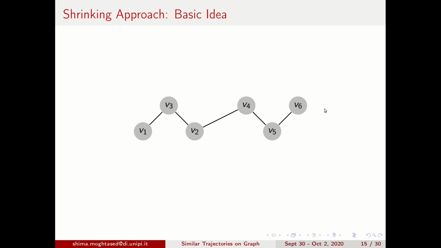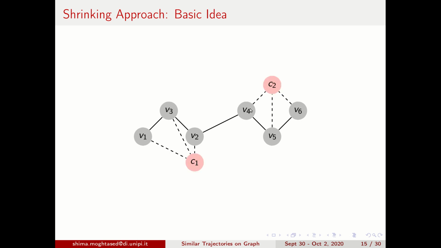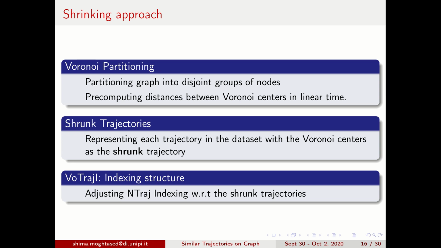Suppose that this is a trajectory. In this approach, we want to represent a sequence of nodes of the trajectory with a single node which is close to all of them. So we use the Voronoi diagram on graphs and partition our graph into disjoint groups of nodes. Each group has one center node. Then we pre-compute the distances between Voronoi centers in linear time, which, in comparison with the quadratic time in the state of the art, could be a significant achievement.